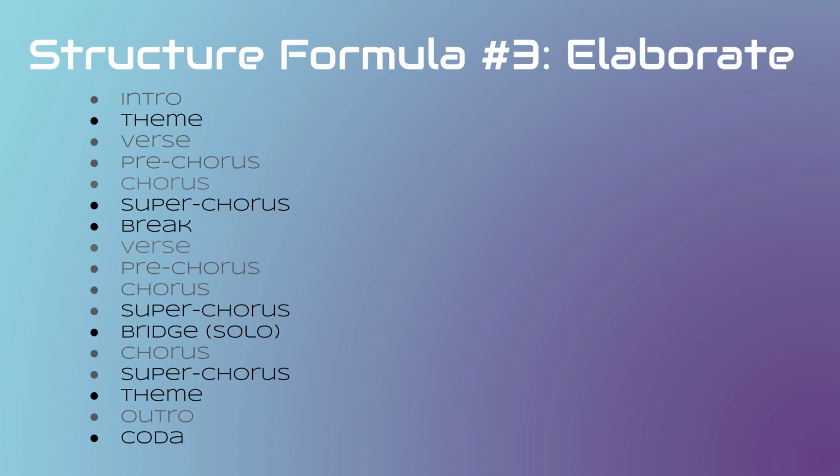This song structure formula takes things several steps beyond the expanded formula from last time, by incorporating an instrumental theme near its beginning and end, along with an instrumental solo in the bridge, as well as adding big, hooky super choruses and even a break and a coda for good measure. Now, as you can see, this elaborate formula lives up to its name by throwing together nearly every kind of song segment we've learned about in this series.